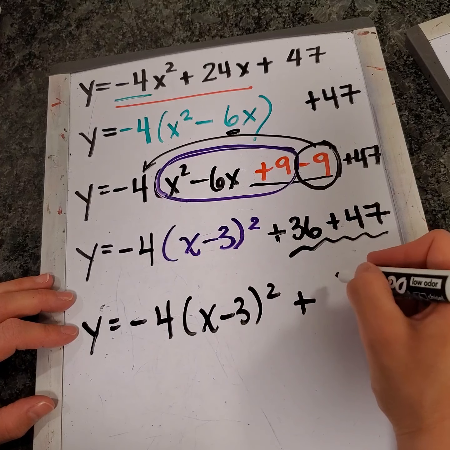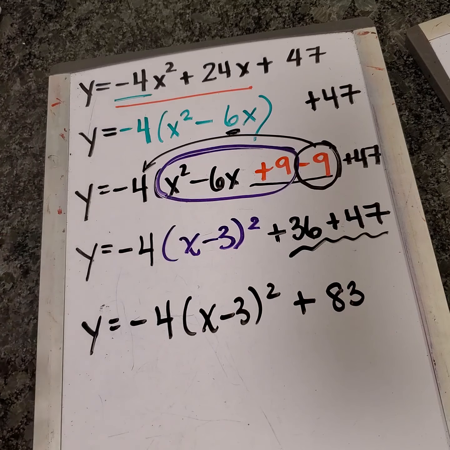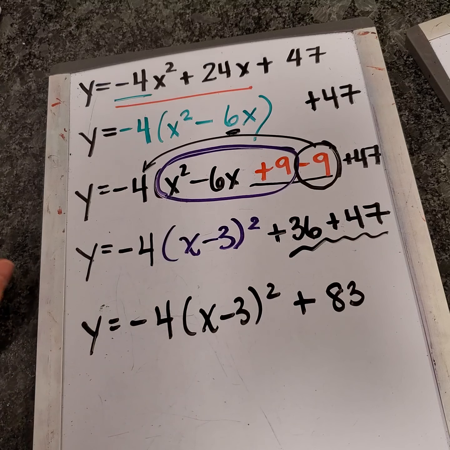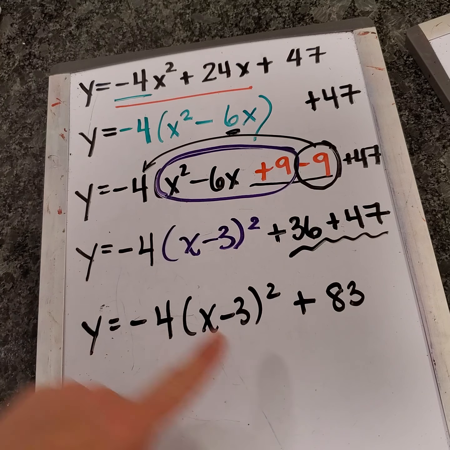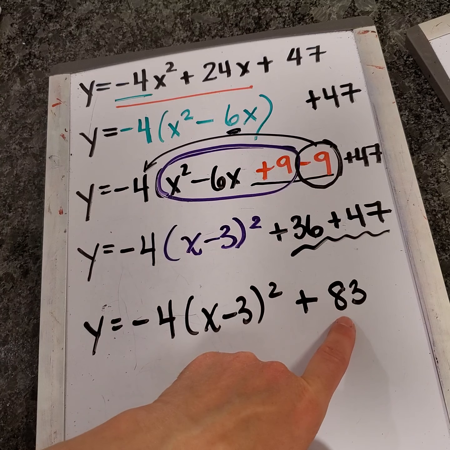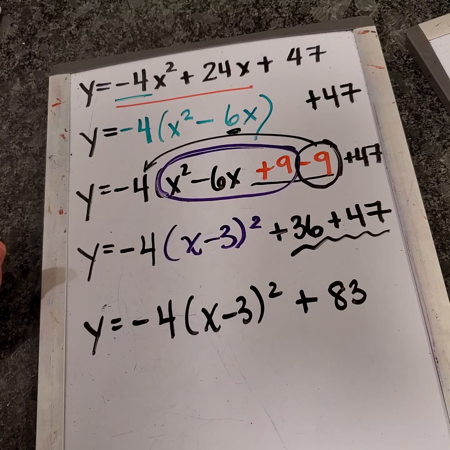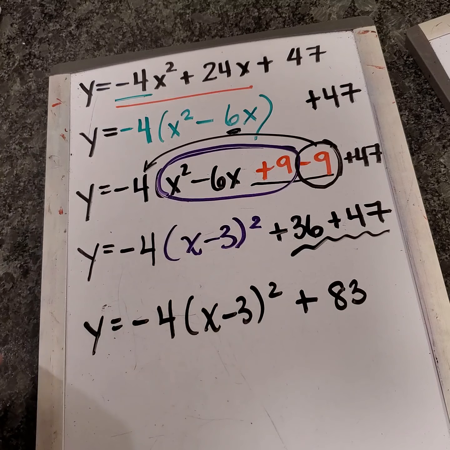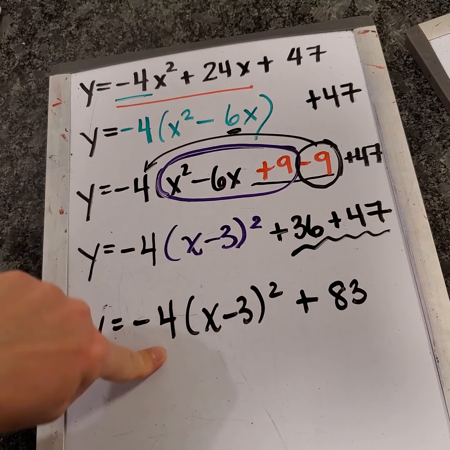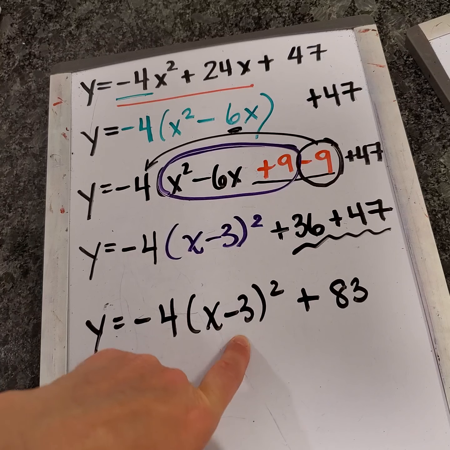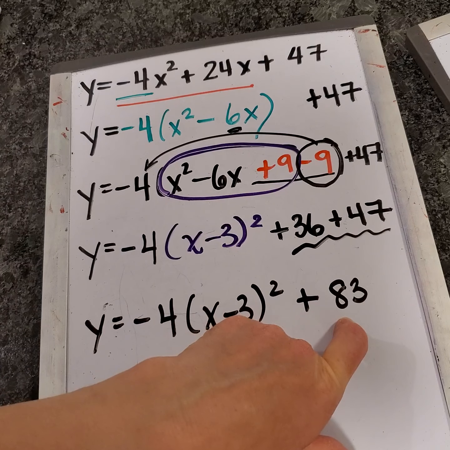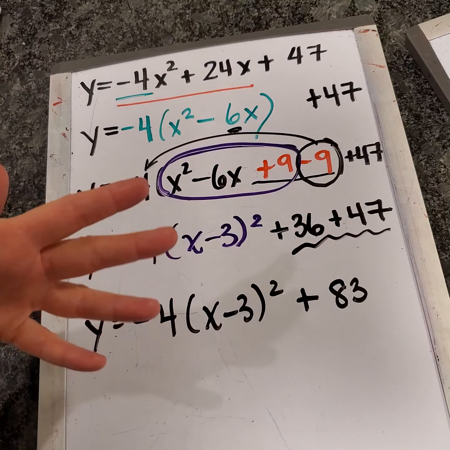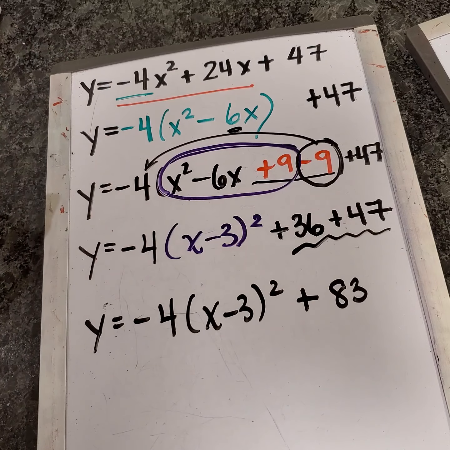And folks, we just converted a quadratic relation from standard form to vertex form by completing the square. Now I know exactly what the optimum value is. It's 83. I know that the axis of symmetry is the line x equals 3. I know all the transformations, and you know I'm going to spew them out because I love showing off. Reflection in the x-axis, vertical stretch by a factor of 4, horizontal translation 3 units to the right, vertical translation 83 units up. A minute ago we couldn't do any of that because we had no idea what this looked like. This is the beauty of completing the square.